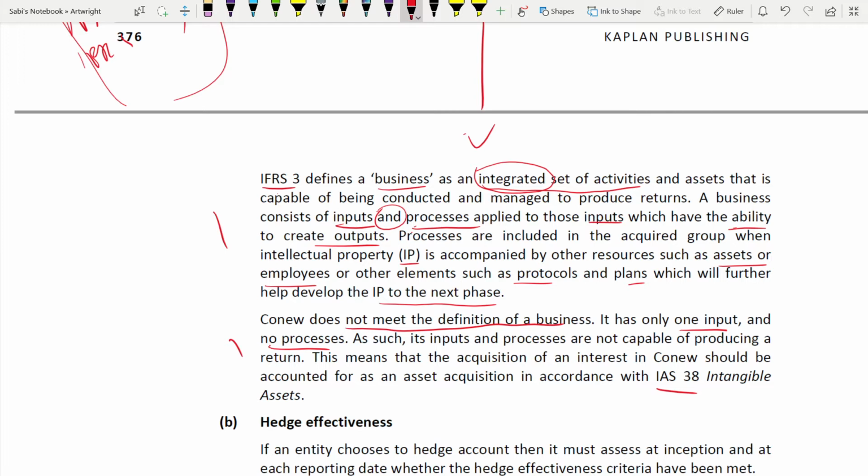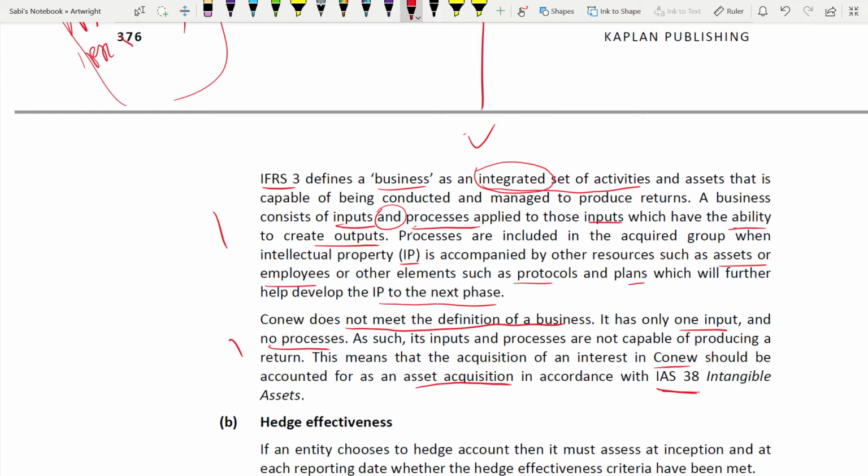Okay, and because of this, input and process are not available. Just having an input, through that you cannot produce a return. You need some process to that input. So because there is no process, you cannot create a return. This means that acquisition of an interest in this one should be accounted for as an asset acquisition, or a business. In accordance with which standard? IAS 38, intangible asset. You should know when it's an asset acquisition, which type of asset it is.